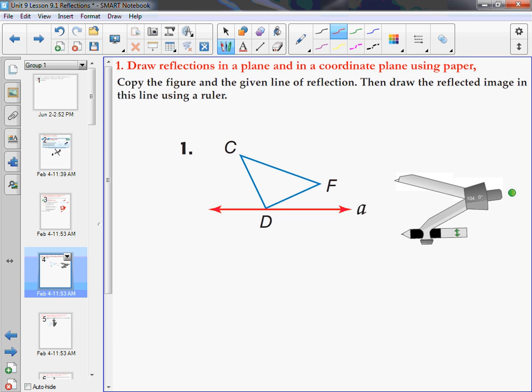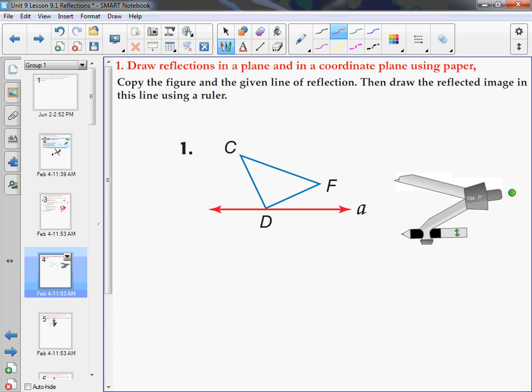Page 619, this is part of your assignment. So, start off, it says copy the figure and the given line of reflection. So you're just going to make your figure, use your straight edge now. Don't freehand anything. Just like with constructions, we didn't freehand anything. With these transformations, don't freehand any of it. Use your straight edge to make a triangle that looks sort of kind of like that triangle CDF.